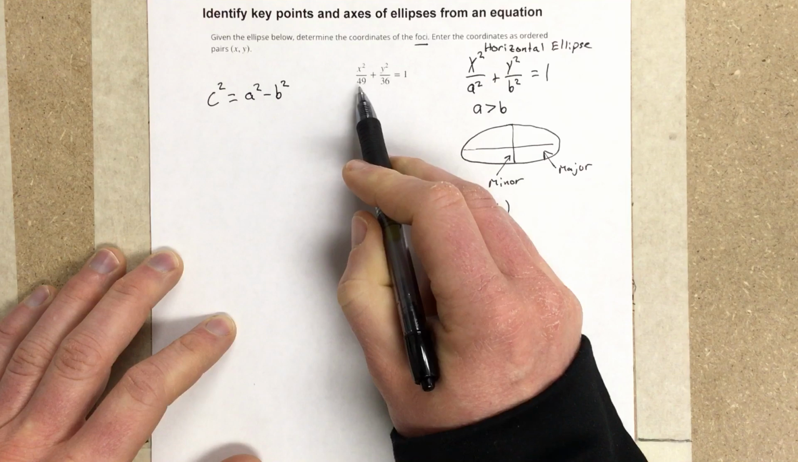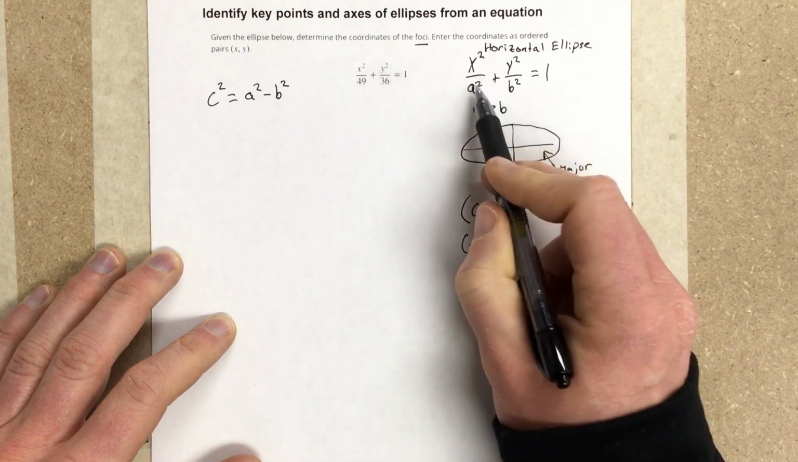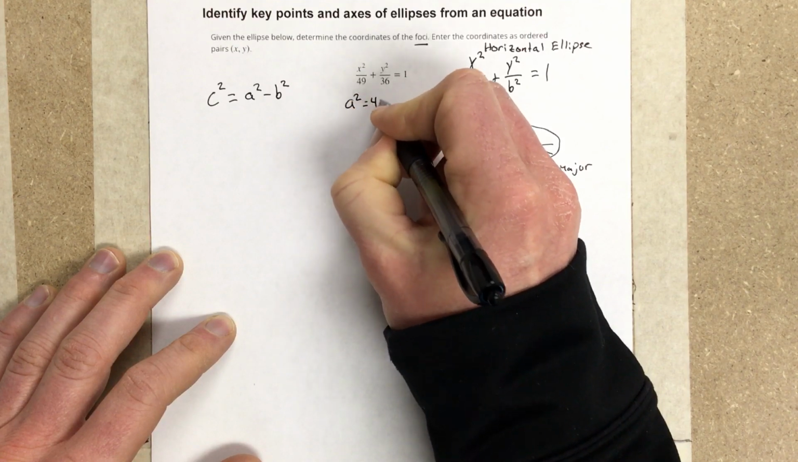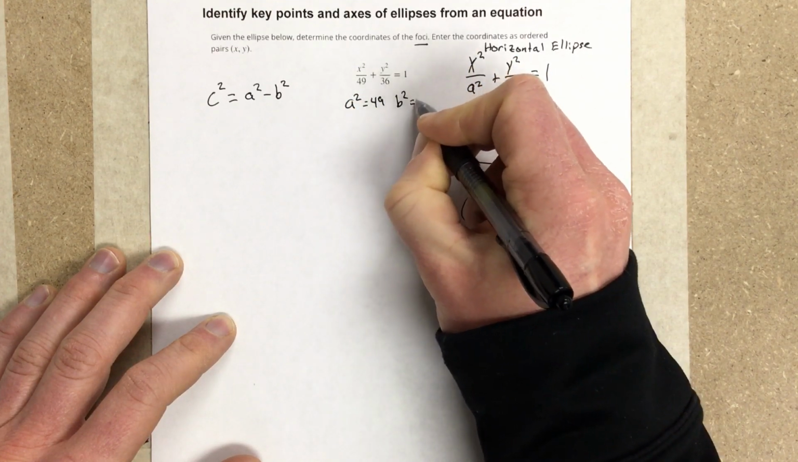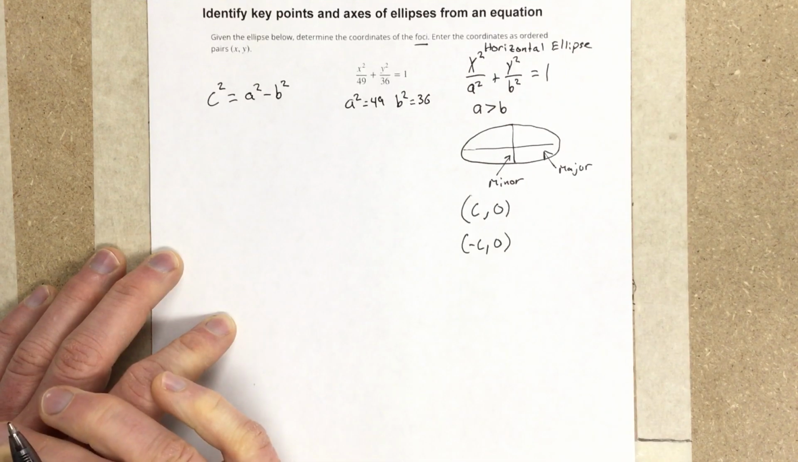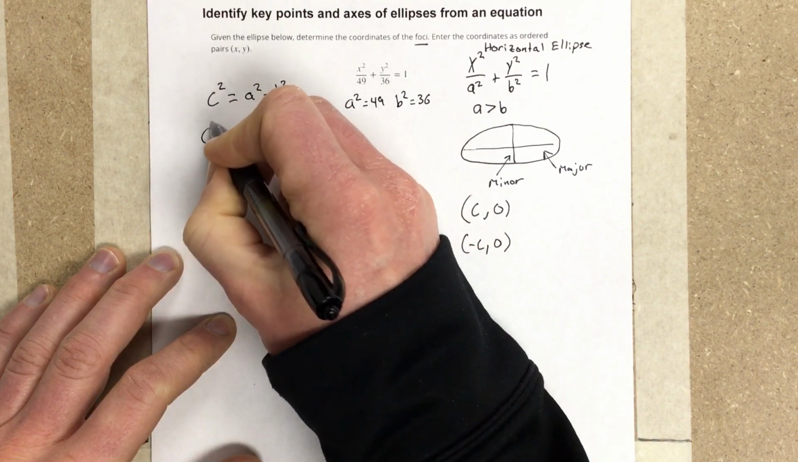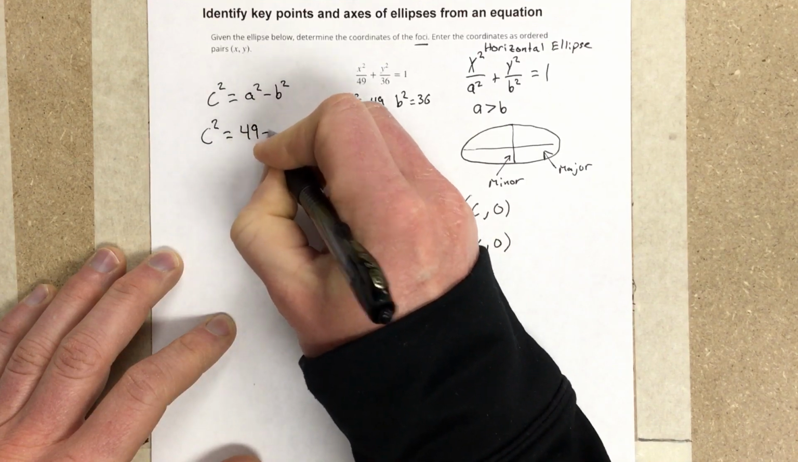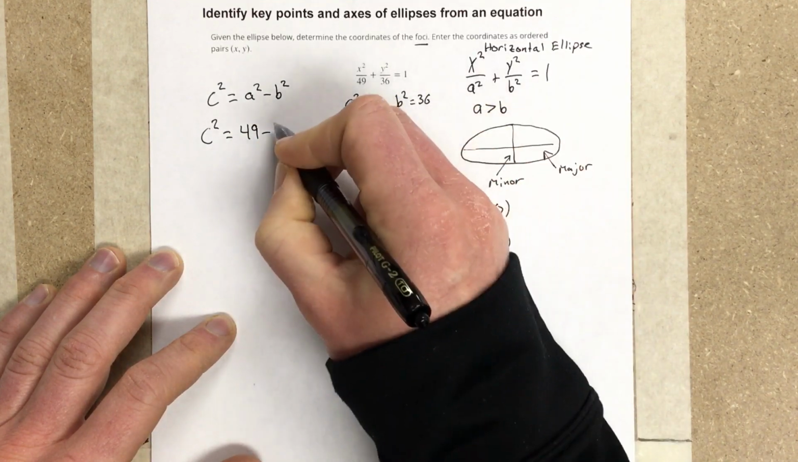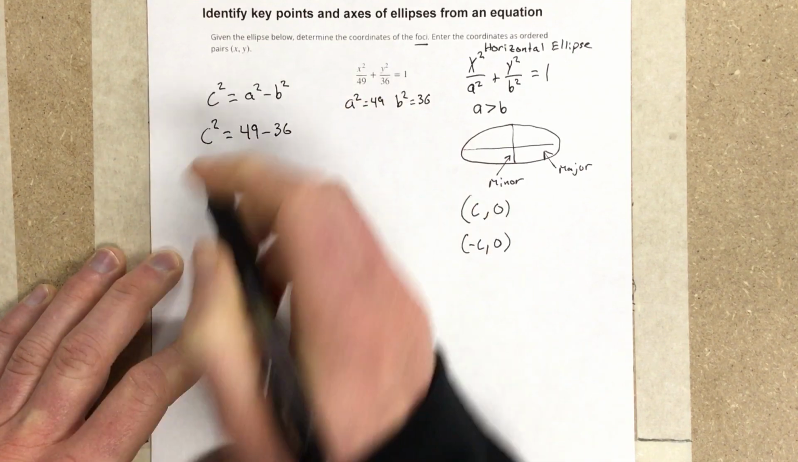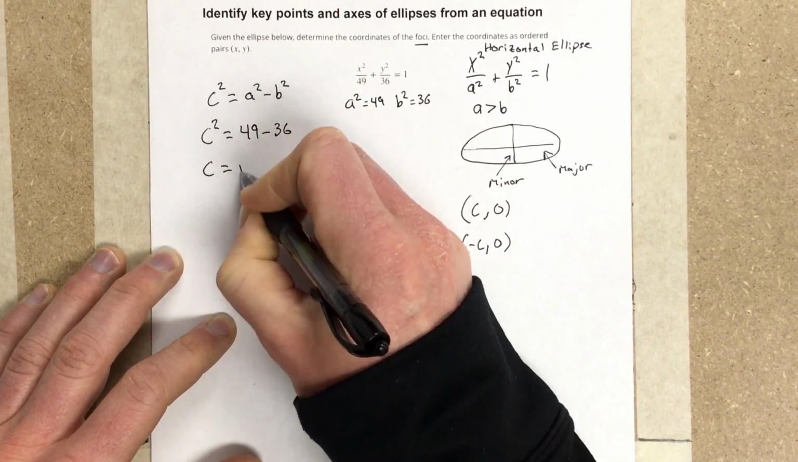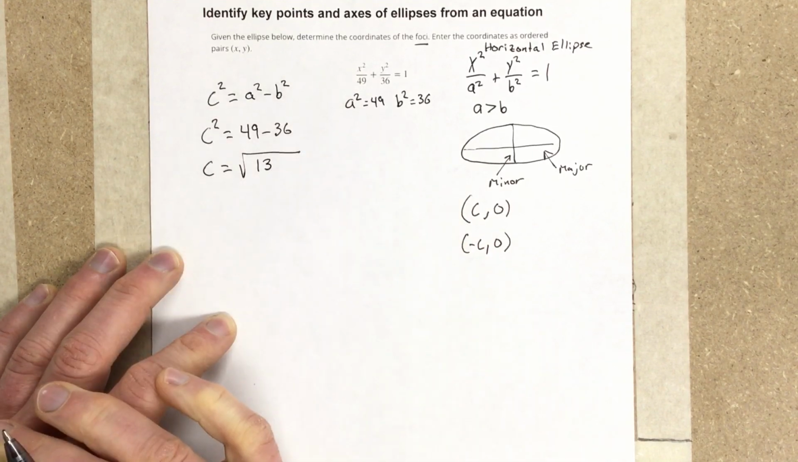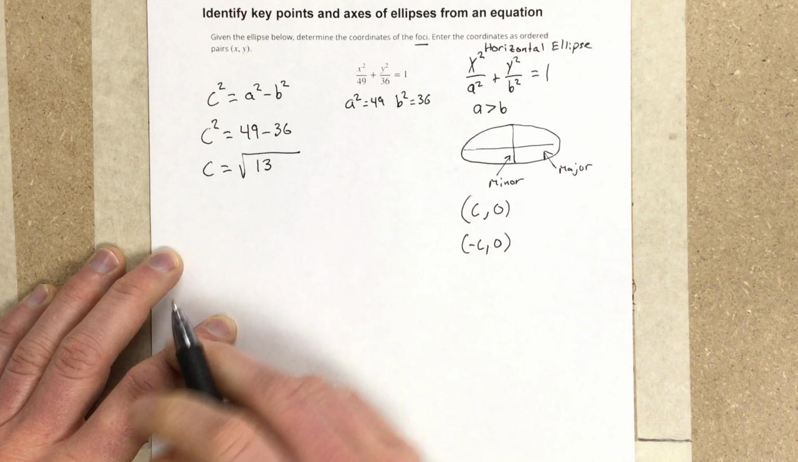And we know that a squared is 49 because of how our formula is set up. So a squared is equal to 49 and b squared is equal to 36. So c squared is equal to 49 minus 36. If I take the square root of this, I get the square root of 49 minus 36, which is 13. So c is square root 13.